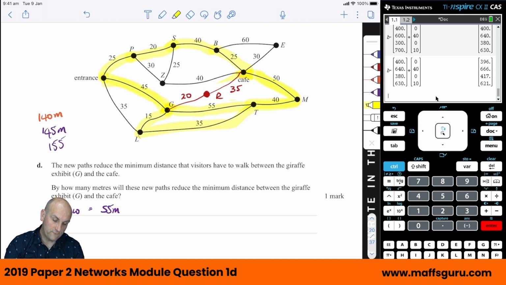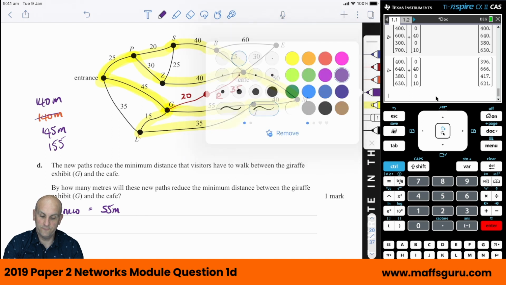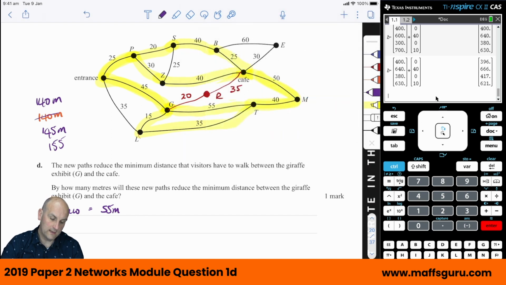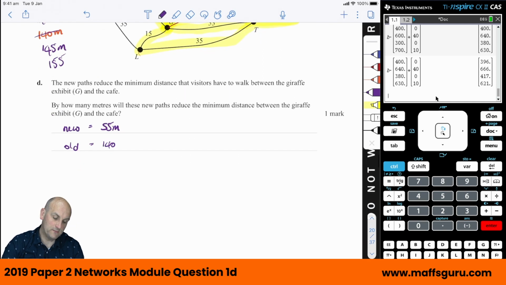Is there another way? 40 and the 25 gives me, I've just done that, 40, 50, 60, 70, 100, 140. There's another way there of 140. Can we make it any shorter? I don't think we actually can. So our shortest distance there is going to be 140, and the old way was 140. The reduction is the word I'm looking for: 140 minus 55, which gives me 85 meters.